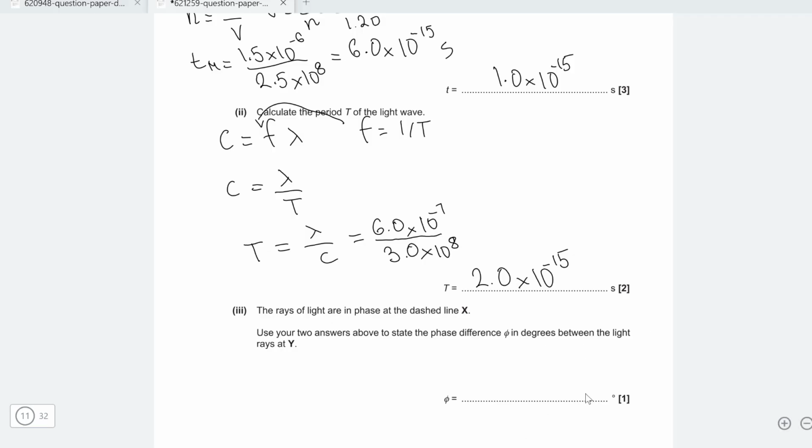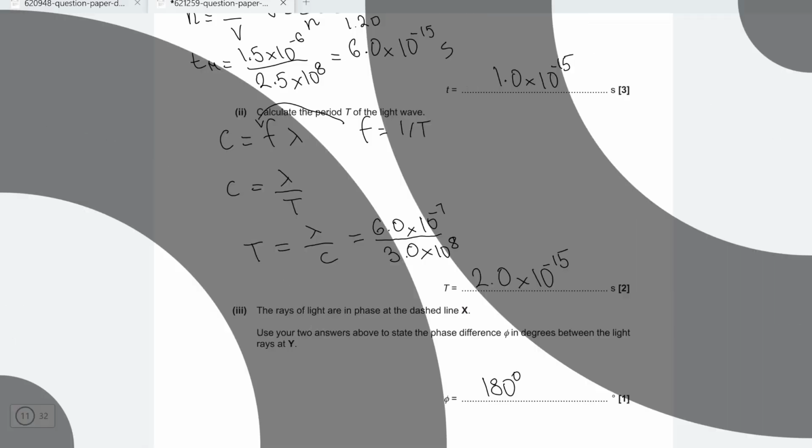Now remember, one full oscillation is 360 degrees, so this would mean that there will be half a time period apart, i.e. they will have a phase difference of 180 degrees.